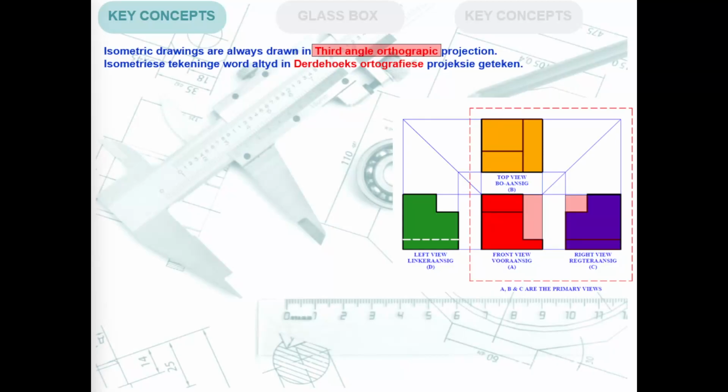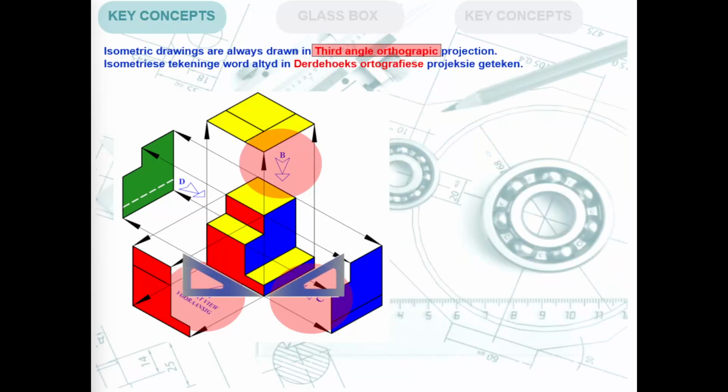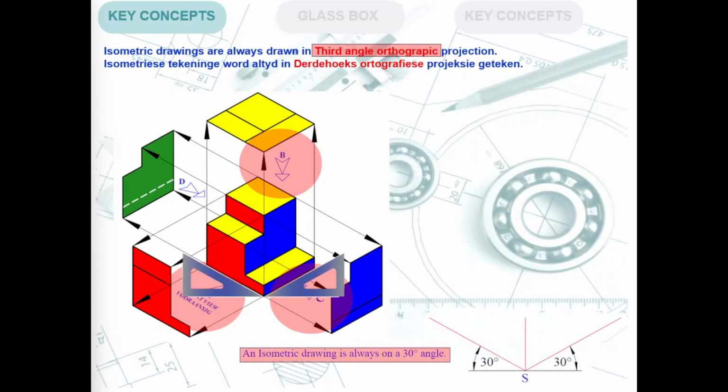To see how we will apply this in our isometric drawing, our front view will be on the left side of the isometric drawing, my right view will be on the right side of the isometric drawing, and my top view will be at the top of my isometric drawing. Another very important key concept is that we use our 30-degree set square, our 30-degree axis on a 30-degree angle, as well as our 90-degree axis that we will draw to create our isometric drawing.